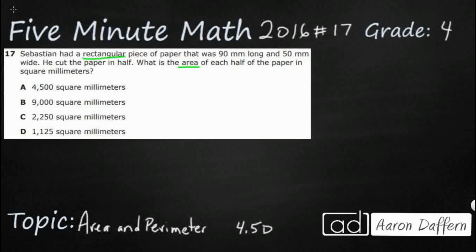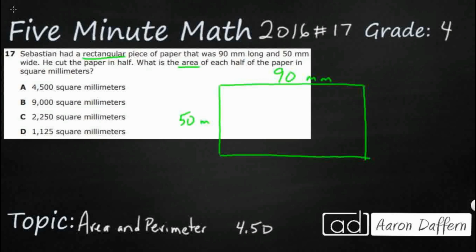So let's just get our rectangular piece of paper going here. And so we've got 90 millimeters long. We'll just make this the length of here. We've got 50 millimeters wide. And then he cut the paper in half. So we don't really know if he cut it vertically or horizontally. Let's just say he did that.